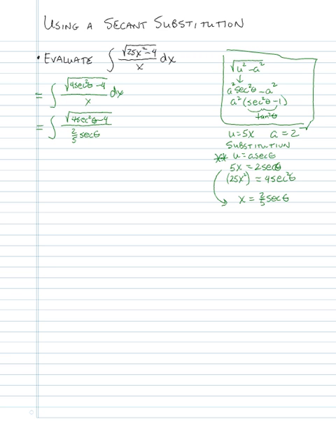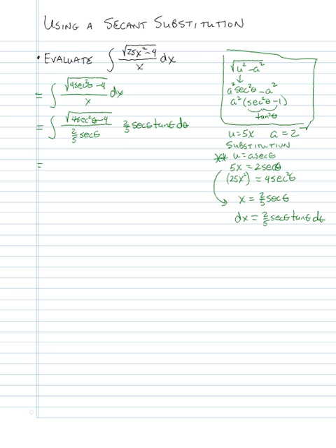Now what about our dx? Well, the way we'll calculate dx is we'll look at our value for x here. Since x is 2/5 secant theta, dx is the derivative of 2/5 secant theta with respect to theta, then times d theta. Well, of course, the derivative of secant theta is secant theta tangent theta. So dx is 2/5 secant theta tangent theta d theta. So that's what we're going to put here in the place of dx. We have a 2/5 times a secant theta tangent theta d theta.